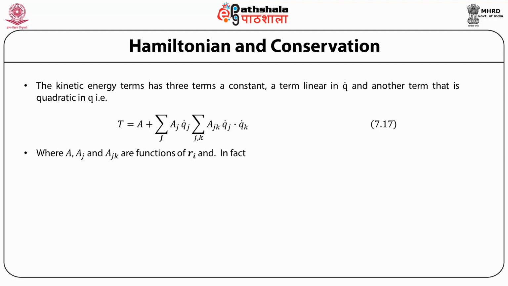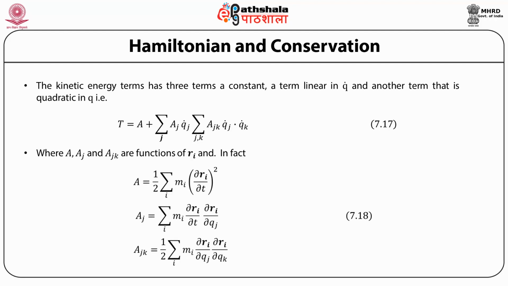And in fact, it's easy to see that A is nothing but half the sum over all i of mi times (dri by dt) whole square, aj is the sum over i of mi times the partial derivative of the ith Cartesian coordinate with respect to t, multiplied by the partial derivative of the ith Cartesian coordinate with respect to the jth generalized coordinate, and ajk is equal to half the sum over i of mi dri by dqj into dri by dqk.